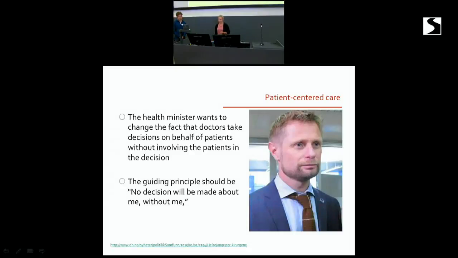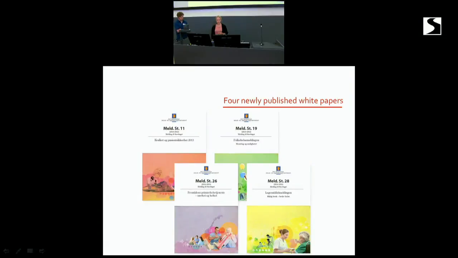We have a health minister who is very interested in shared decision making, and he says that he wants to change the fact that doctors take decisions on behalf of patients without involving them in the decision. He also says the guiding principle should be "no decision will be made about me without me." We have heard this earlier today as well. He is one of the politicians really talking about shared decision making, and therefore we also have four newly published white papers, all containing information about shared decision making and encouraging it to be implemented in the health system. We call it the patient's healthcare system, pasientens helsevesen.